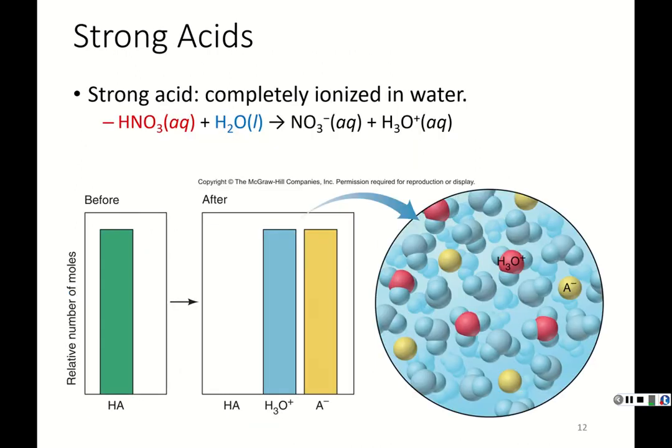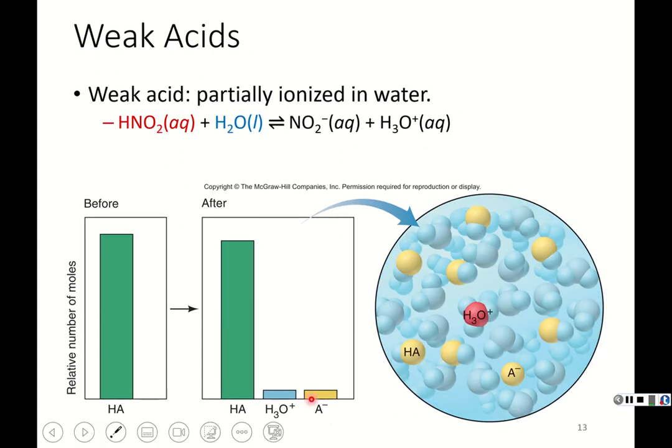Okay. So for strong acids, just looking at this graphically, for strong acids, right, like HA, let's just say that's our generic acid. When it dissociates in water, we don't have any HA left. It's fully dissociated into protons and the conjugate base, or A minus.